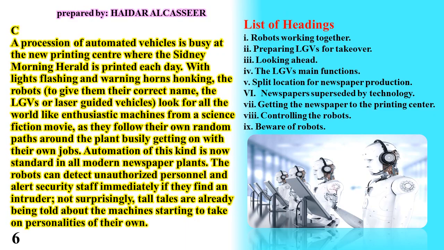Now let us choose one of them with the explanation. Robots working together, we said no. Controlling the robots, it doesn't talk about any control of the robots if we read it, but it talks about the danger or the warning of the robots, which means beware, which means be careful. So number 9, the last one, IX, is the right answer.